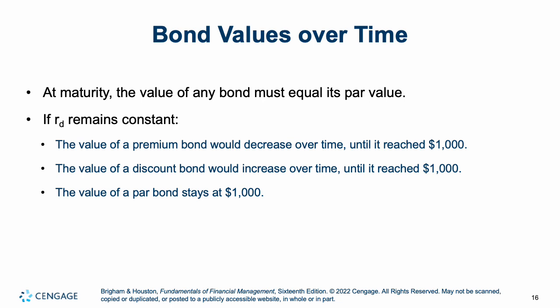So if the return on debt is constant, the value of a premium bond, as we saw on the previous slide, is going to decrease until it reaches $1,000 when it is mature. The value of a discount bond is going to increase until it also reaches $1,000 when it's mature. And the value of a par bond will stay at $1,000. So that's what happens to bond values over time.